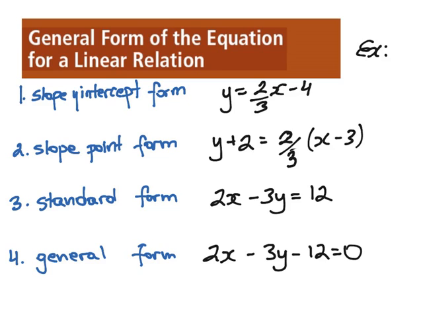Before we do this, let us review some equation forms. So the first equation form is called the slope y-intercept form. Recall that the coefficient in front of the x is the slope, while the -4 in this case, for example, is the y-intercept.